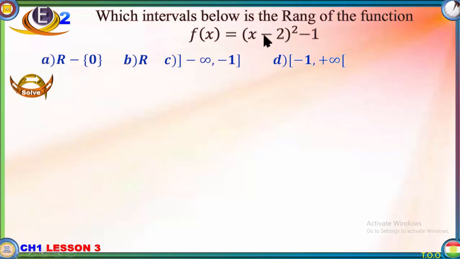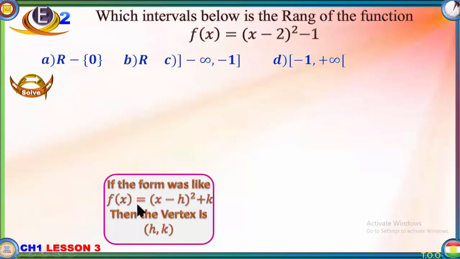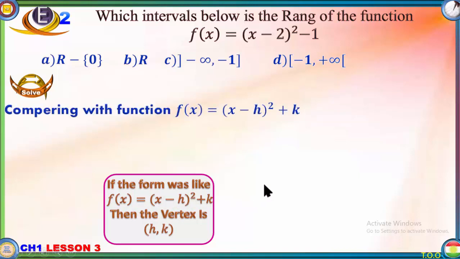Therefore, comparing this function with f of x equals (x minus h) squared plus k, we get that h is 2 and k is minus 1. Always we will take the h with the different sign. Here you have negative, you take it positive. Therefore, h is 2, but for the k we take the same sign, which is minus 1. Therefore, h is 2 and k is minus 1, and the vertex is (2, minus 1).